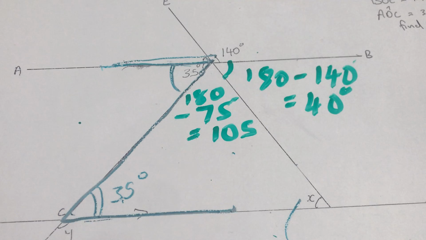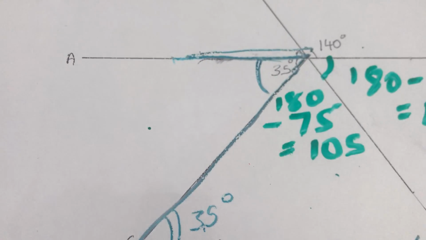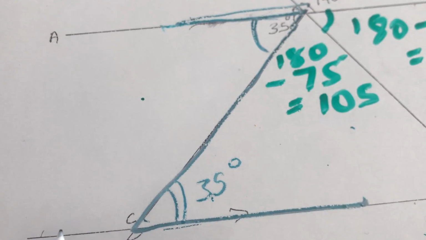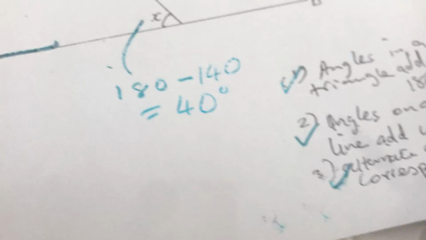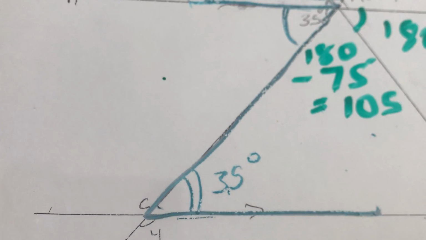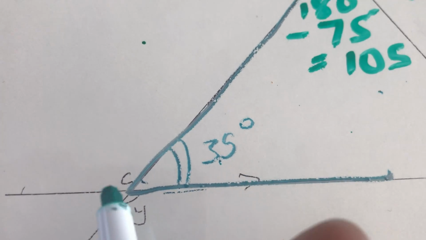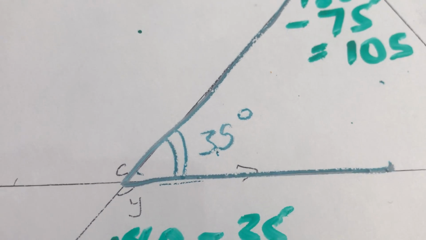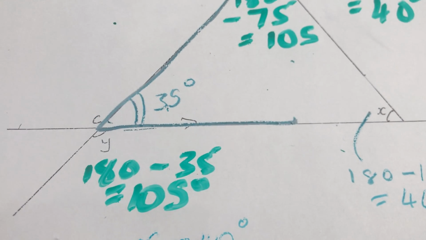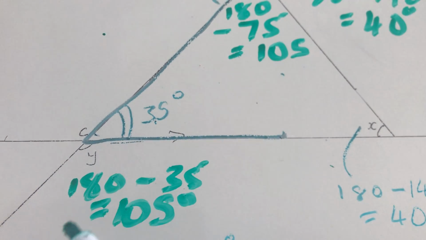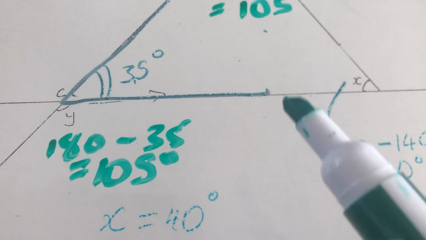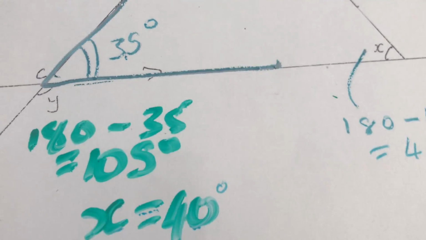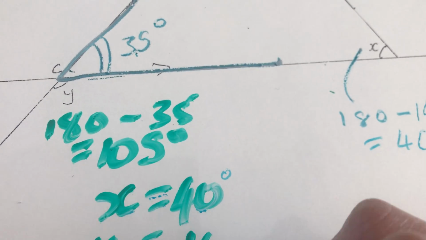Okay, so what else do we need? Y. There's two ways you can find Y. One way is, again, angles on a straight line. That would be our second clue. So this would be 180 minus 35, which equals 105 degrees. Right? Because this is a straight line, this is 35. And to find Y, so we know X is 40 and Y is 105 degrees.